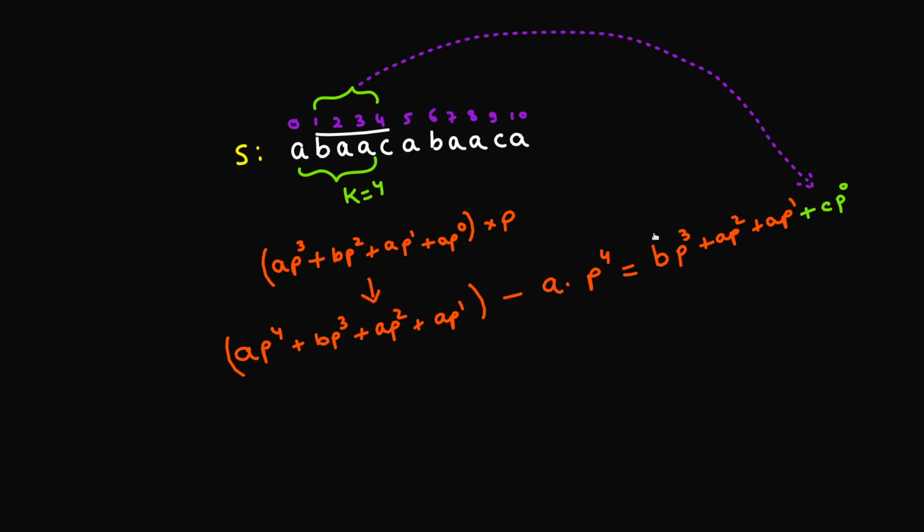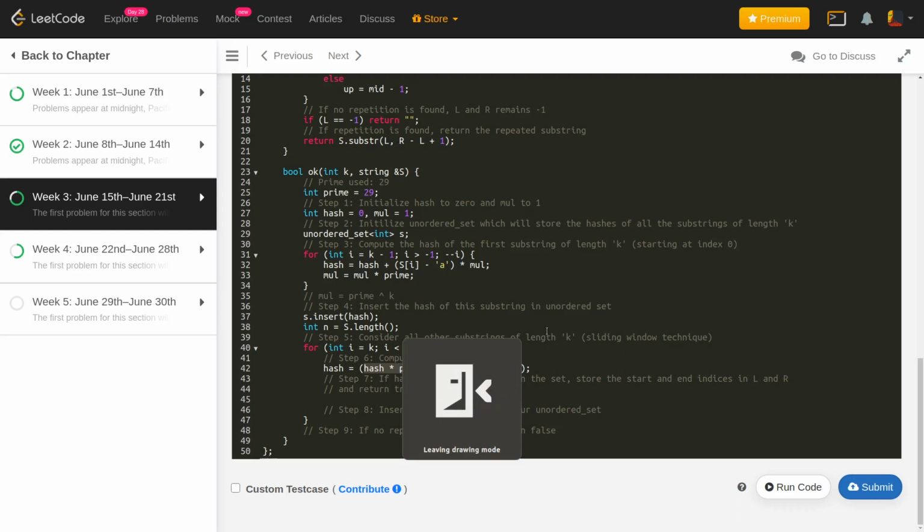Now what do I need to add to this part? I just need to add the value corresponding to the current character, which is the ith character. So that's what I'll be doing. I'll just add the value corresponding to the ith character, which is s of i minus a. Okay, so again, I just take that hash and multiply it with the prime. So whatever is that value, let's say that is hash.